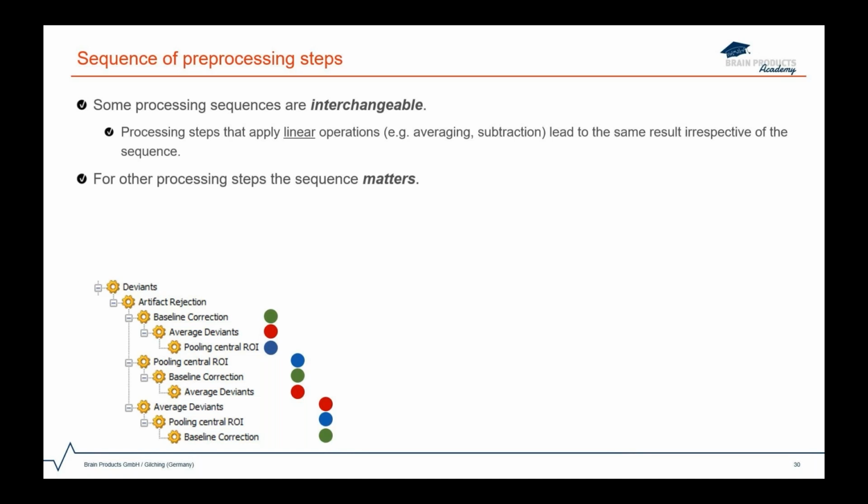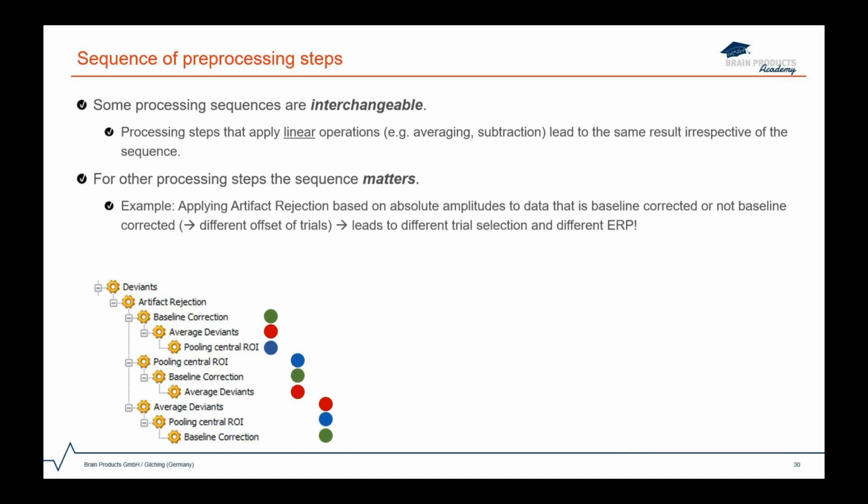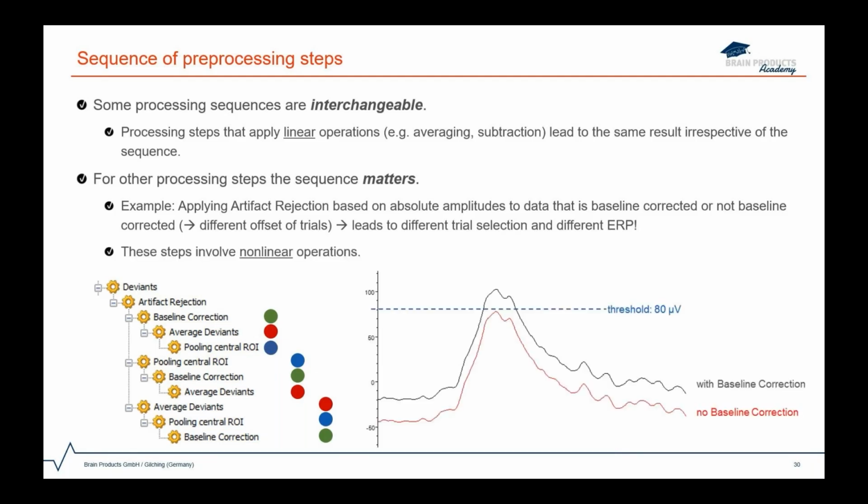For other processing steps, the sequence matters. So for example, applying artifact rejection based on absolute amplitudes to data that is baseline corrected or not baseline corrected. So in this case, what we see is that the data with the baseline correction is shifted upwards. And if we are using an absolute threshold of 80 microvolts, then the baseline corrected data reaches the threshold and it would be marked as an artifact, but the non-corrected data does not reach it. So we have different results in this case with these two different orders.